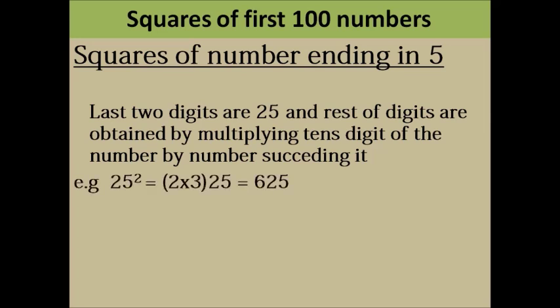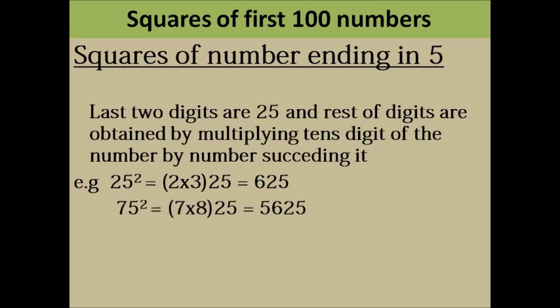Now suppose you have to find the square of 25. The last 2 digits are 25, you write it as it is. For the rest of the digits, you take the tens part of 25, that is 2, and you multiply it by the number succeeding it, that is 3. 2 is the number at the tens part, and you multiply it with the number succeeding it, that is 3. So your final answer is 625.